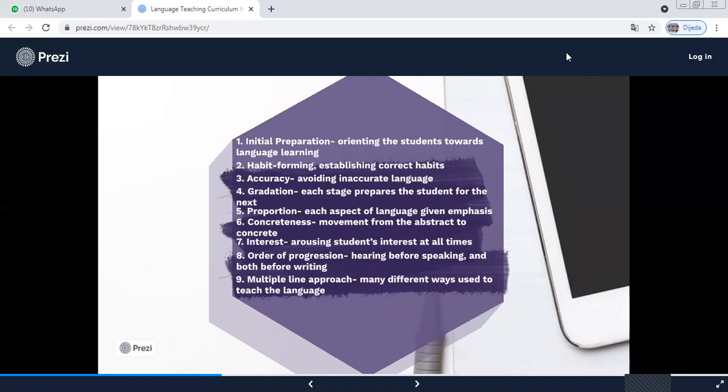And then proportion, each aspect of language given emphasis and concreteness, movement from the abstract to concrete, and then interest, arousing students' interest at all times, and then order of progression, hearing before speaking and both before writing. And the last multiple line approach, many different ways used to teach the language.